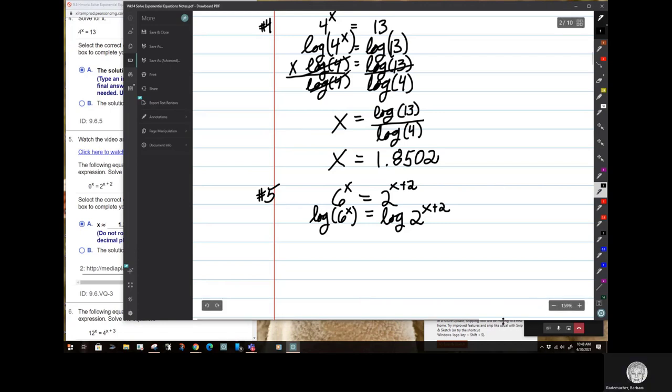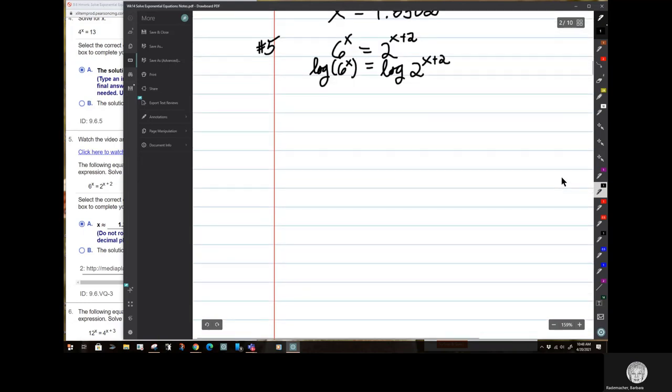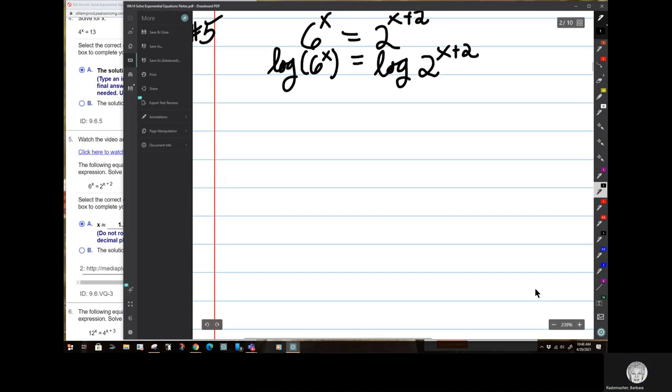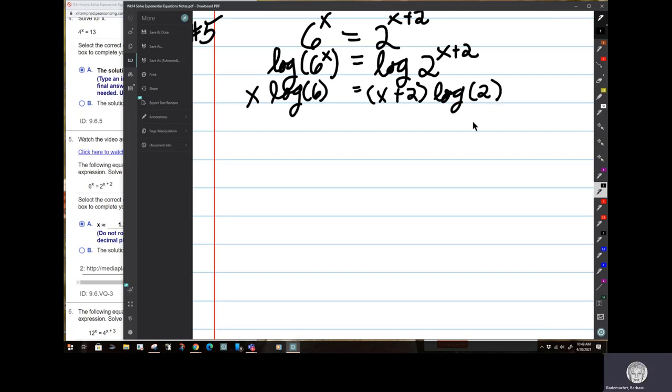Let me scroll this up. Okay, now, the log forces the exponents to come down, so we're going to have x times log 6 equals, here you've got two terms up here in your exponent, so you're going to put parentheses around them, x plus 2, times log 2. Okay, now, we are not just going to divide by log 6. You've got an x on both sides.